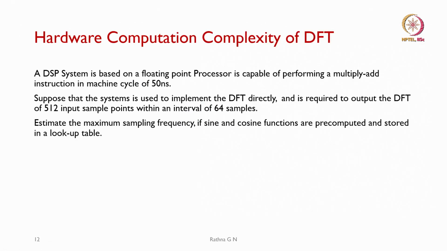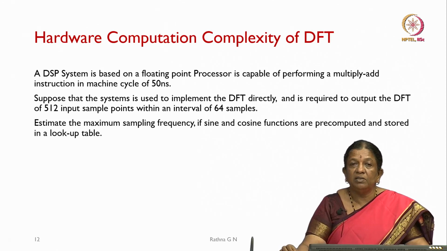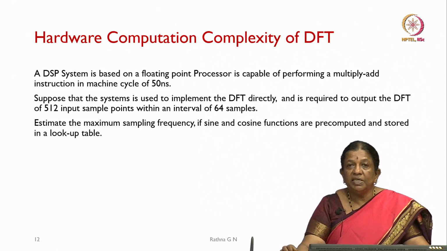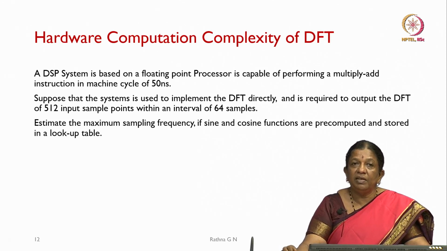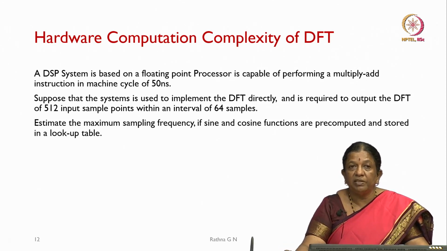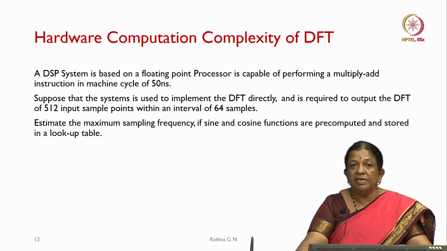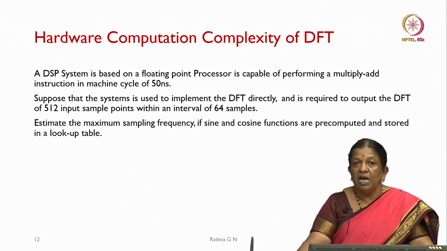Now we will see how our hardware complexity using DFT and FFT in a processor is going to reflect. As an example, the DSP system is based on a floating point processor, and we say that it is capable of performing a multiply and add instruction in one machine cycle, which is going to take 50 nanoseconds. We have ignored all IO operations in this case, so we are only looking into the computation aspects of our hardware.